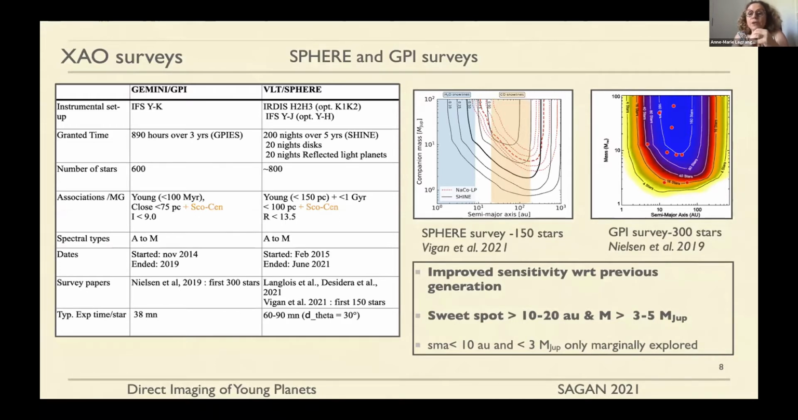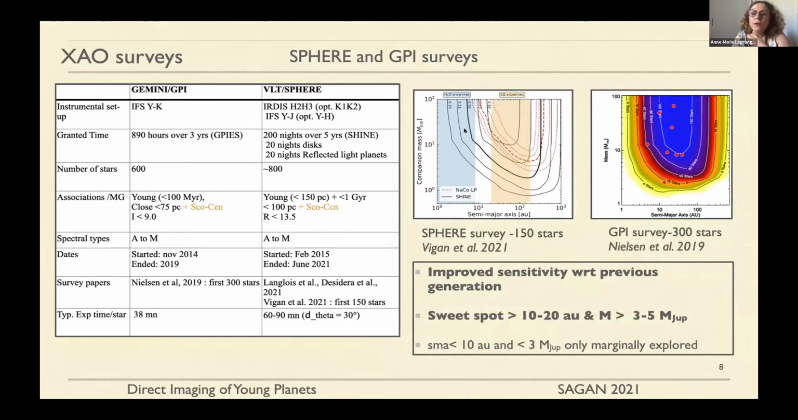The main information to keep in mind is that the sensitivity with respect to the previous generation of instruments has increased a lot. And you have here the compared sensitivity in terms of probability of detection, in red with the first generation of instrument, NACO on the VLT, and with the second generation with SPHERE on the VLT. You see that we are able to detect lighter planets closer to the star, and this is what we wanted.